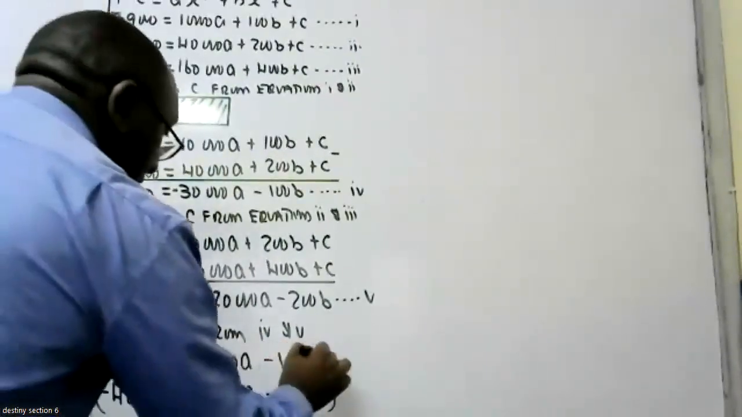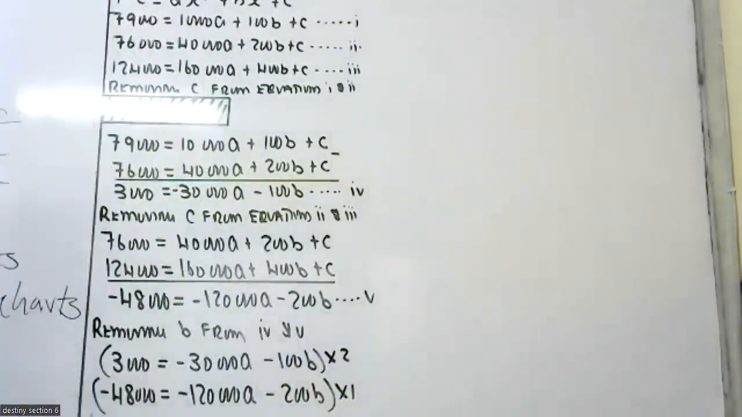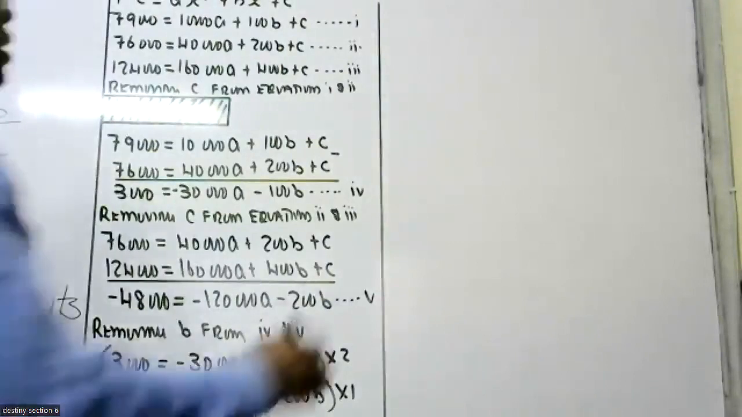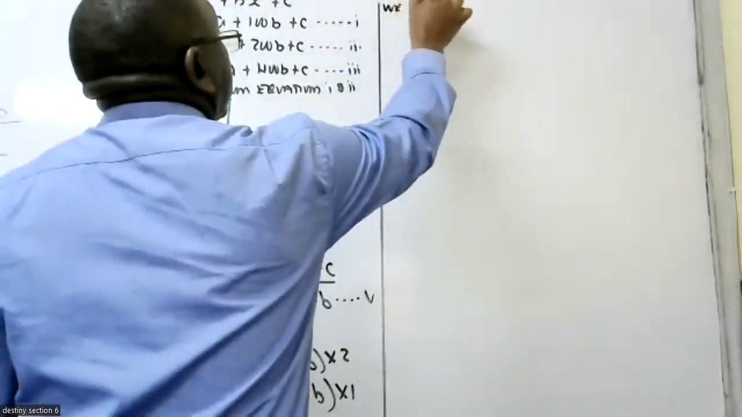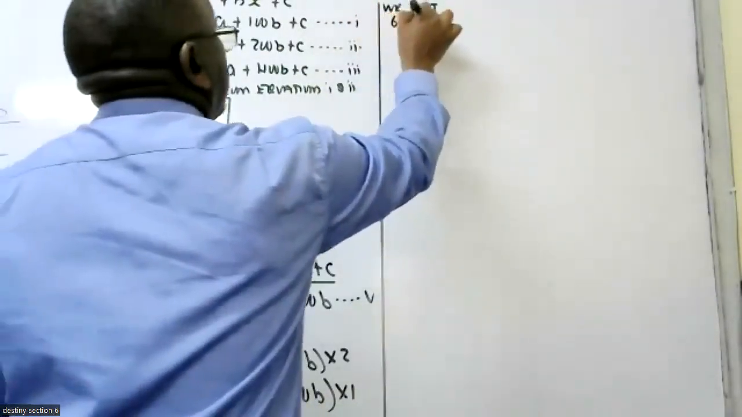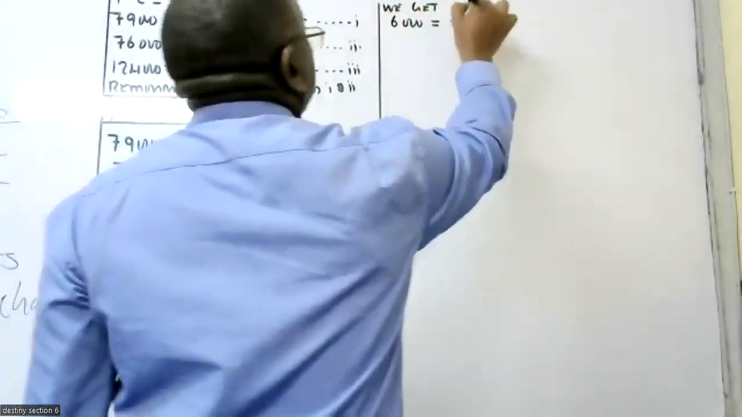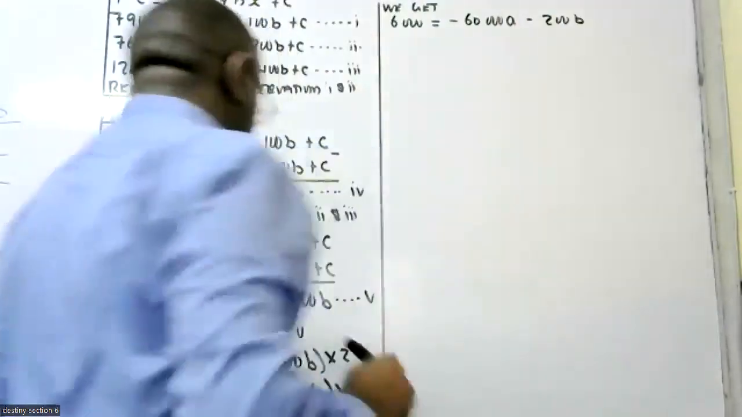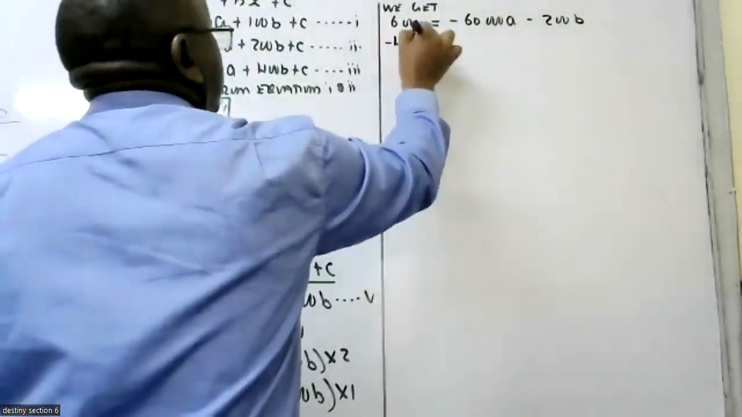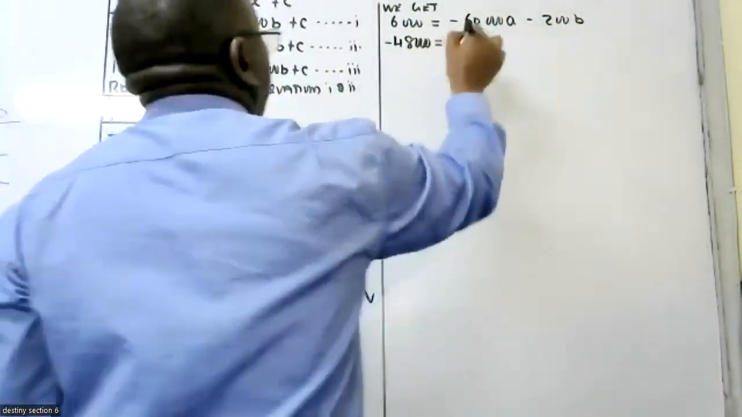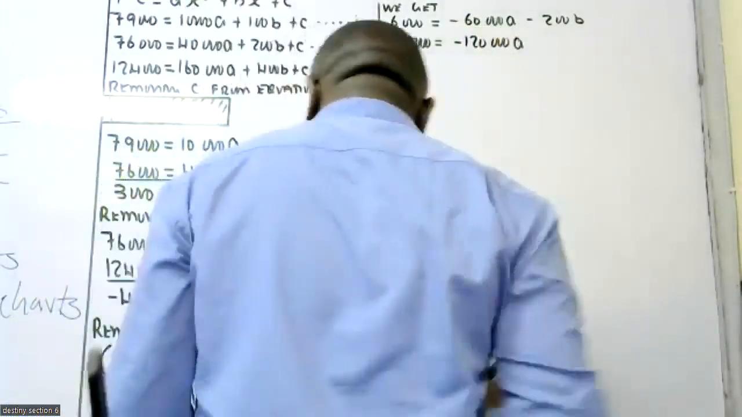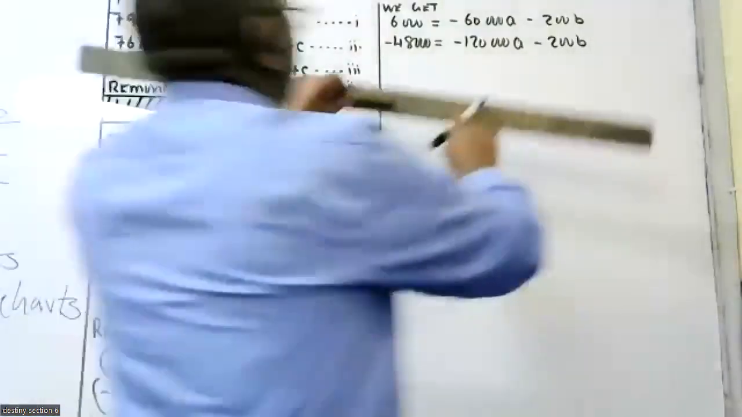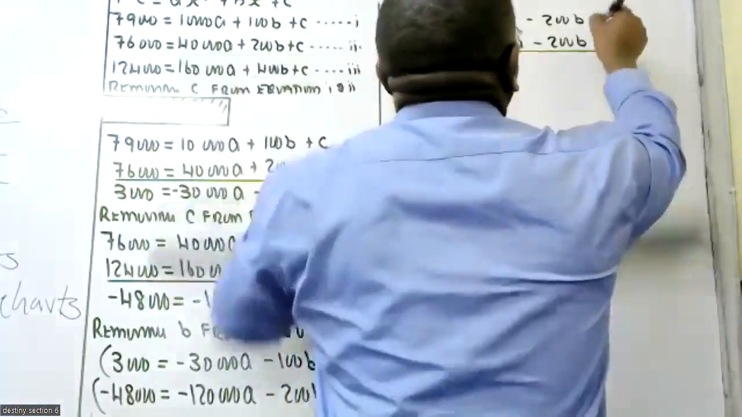So what you do, you multiply by opposite coefficients, by 2 there and by 1 there, so that we get 6,000 being equal to minus 60,000 A minus 200 B. Then negative 48,000 is equal to negative 120,000 A minus 200 B. So what we shall do is to subtract.